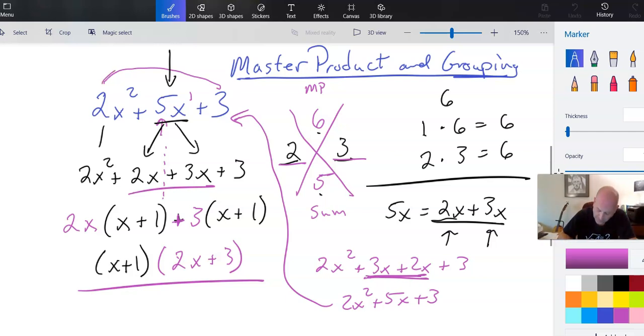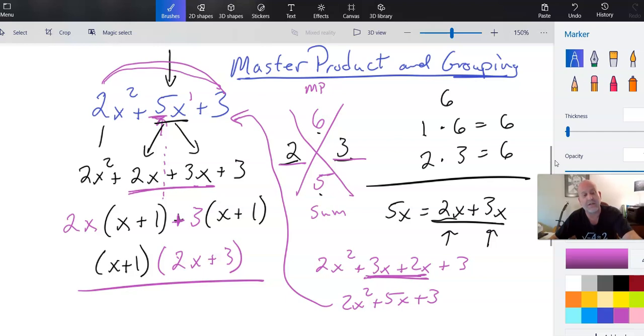So we start by multiplying the first times the last term. Right? And that gives us our master product. The middle term is our sum. And then we find the numbers that multiply to give us our master product and add to give us our sum. And those numbers tell us how to break up the middle term so that we can use grouping. And then once we have the middle term broken up, we can just walk through the grouping process as normal. Right? No muss, no fuss.